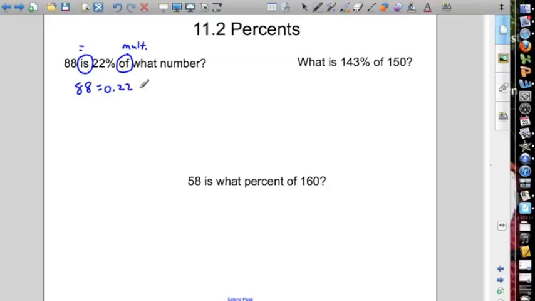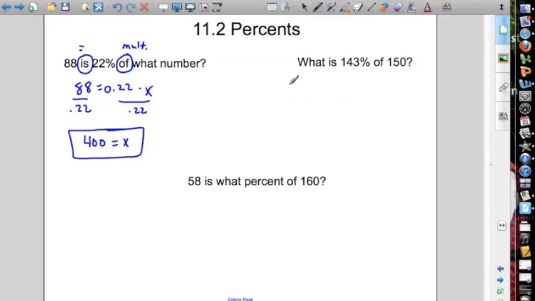Now I see of, and so that's multiply, of what number? x. So I'm looking for 22% times what number is going to give me 88. Well, think about how we've solved equations all year. When we have a number times x, to get rid of that number, we divide by whatever's being multiplied there. So to get rid of multiply by 0.22, I divide by 0.22. And when you take 88 divided by 0.22, you find out that x in this case is going to equal 400.